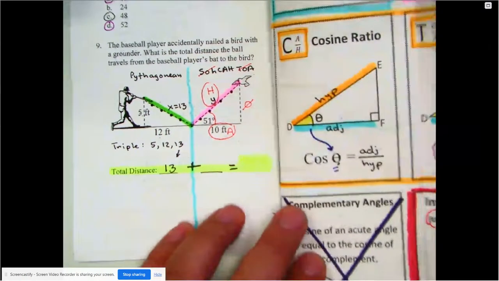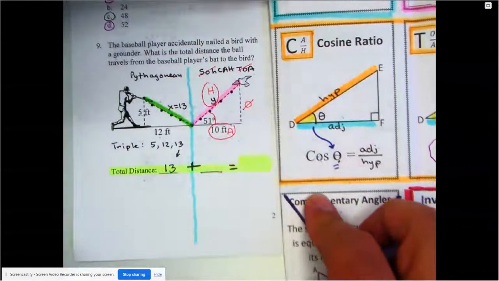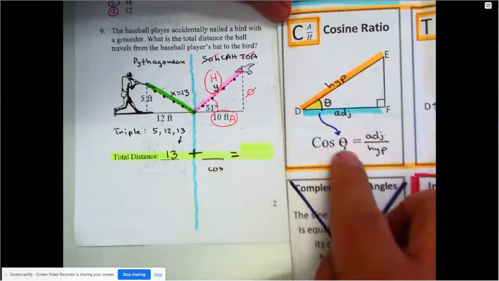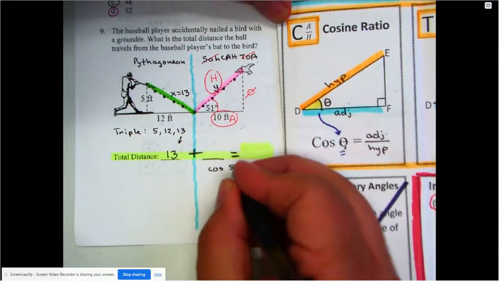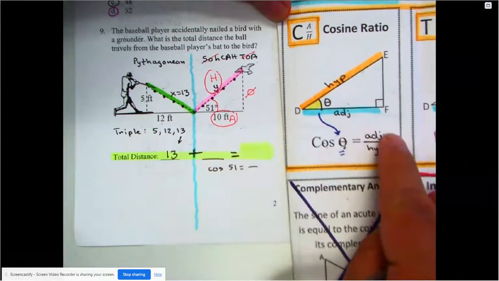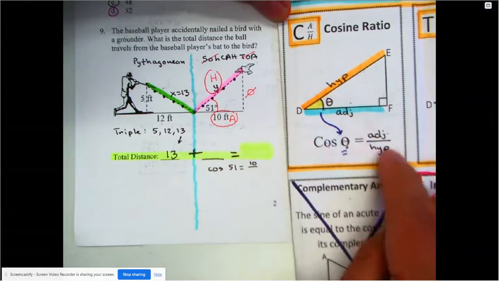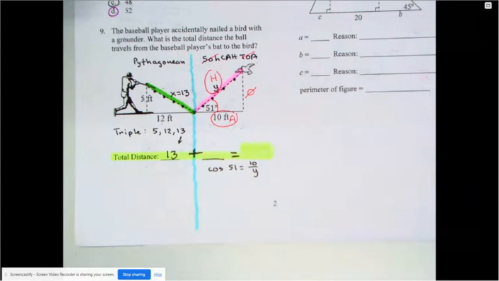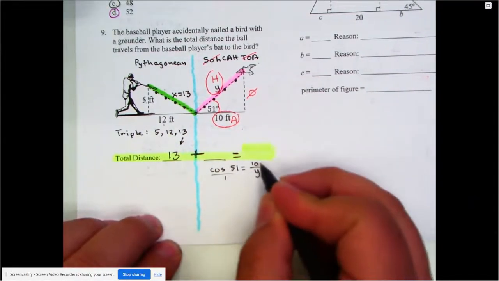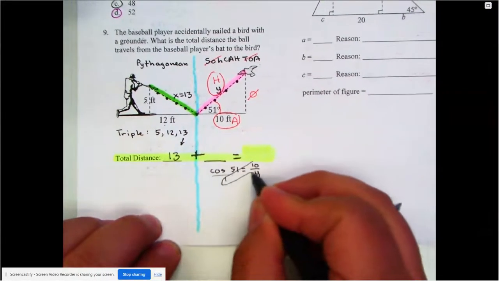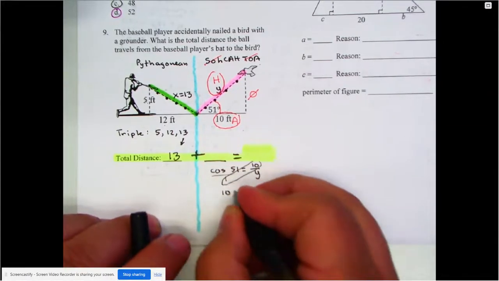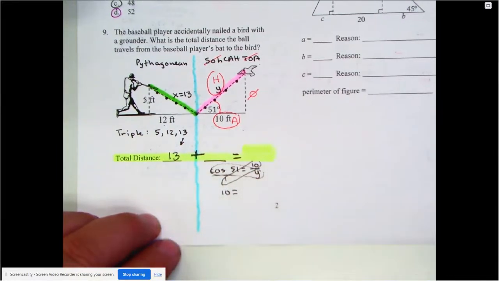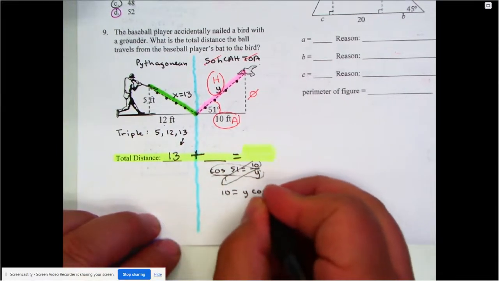All right, so here we go. We're going to be setting up a cosine for this one. I have room at the bottom. I'm just going to do it down here. Cosine of, I need an angle, well, that's 51, is equal to a fraction, adjacent 10 over the hypotenuse y. We're going to put a 1 under it. The easy one, 10 times 1 is 10. The slightly weird one right there, so that would be y cosine of 51.